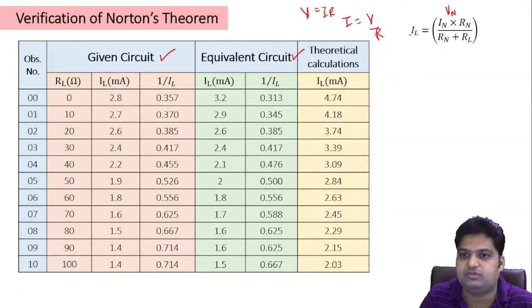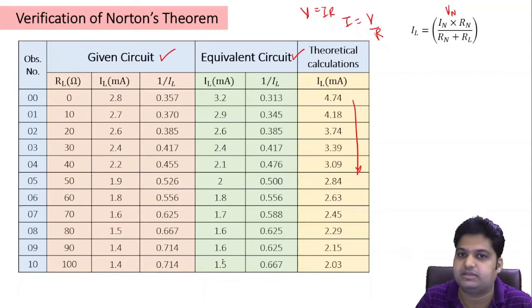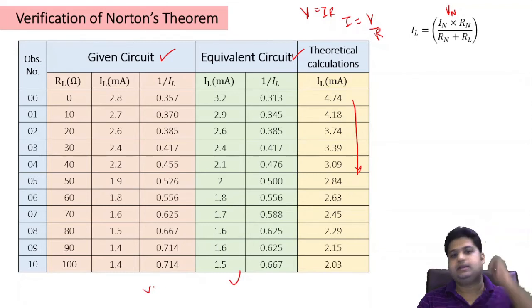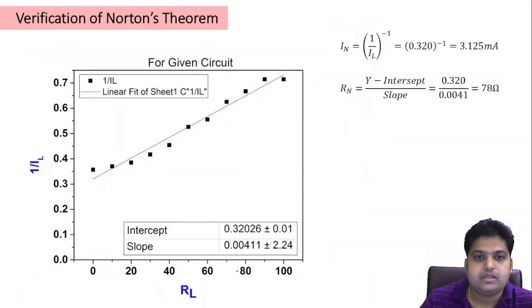Okay, so you can do this calculation to get the theoretical reading, and you see the theoretical reading is a bit on the higher side compared to what we got experimentally. So we need to now plot the graphs of these two sets of data that we have got, and see how much they are in agreement with the calculated values.